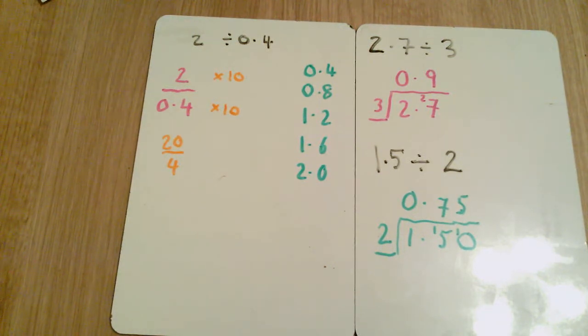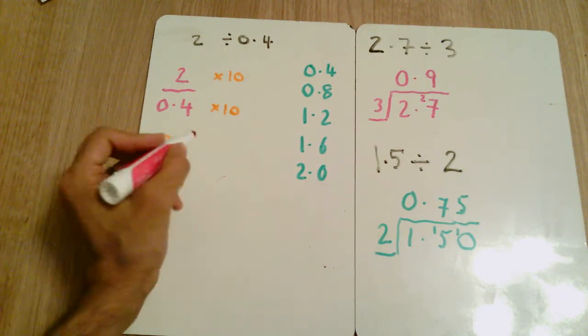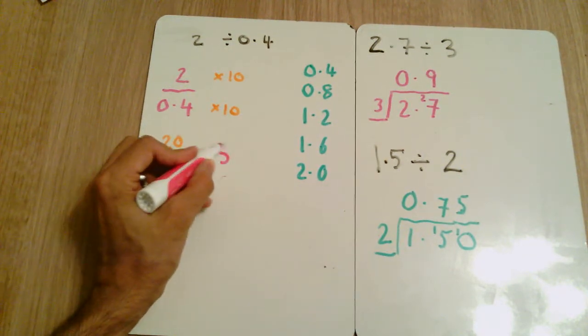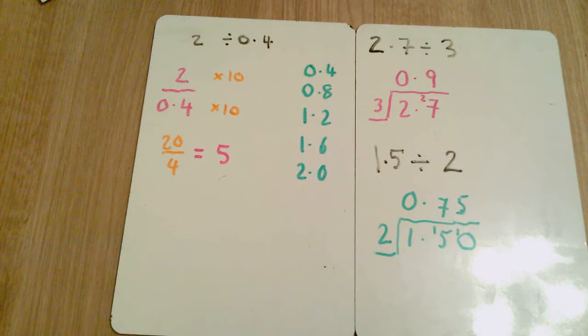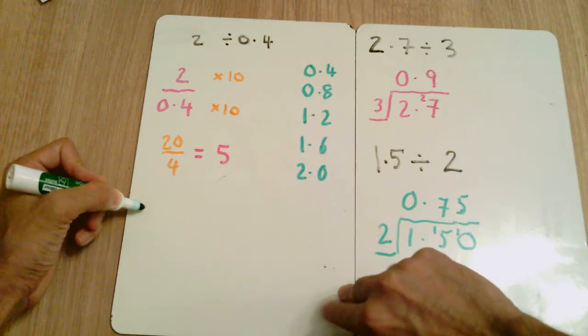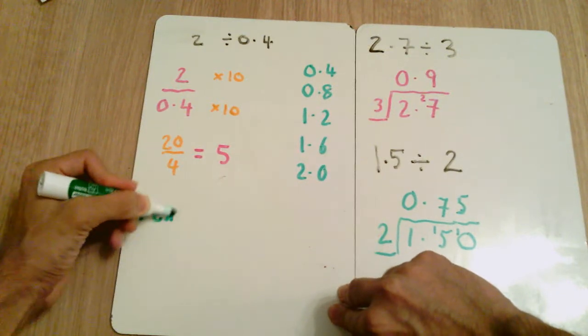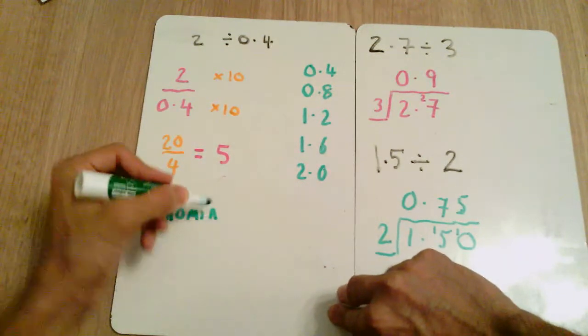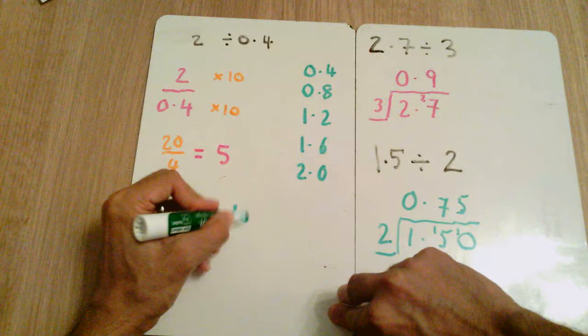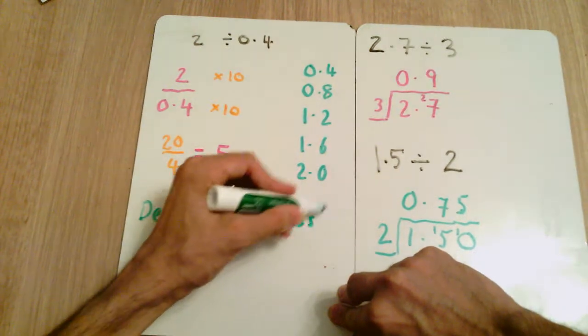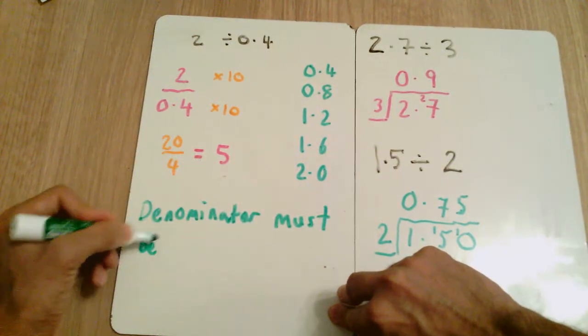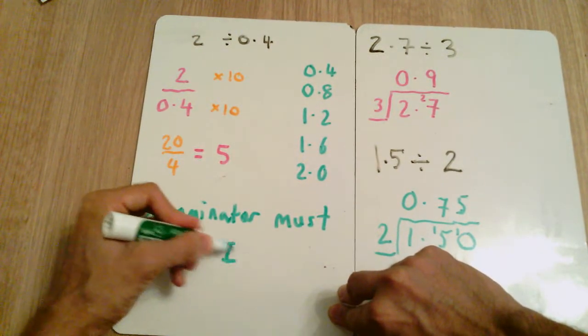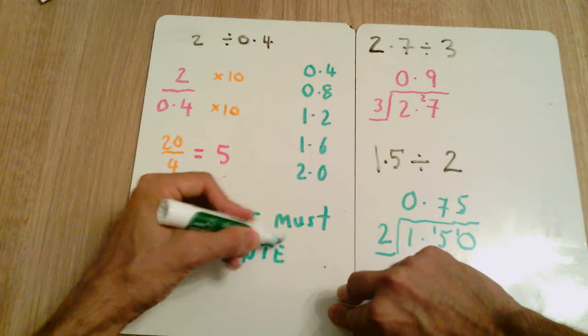That means that my final answer here is going to be 20 divided by 4, which we know is equal to 5. What's key to take away from this is that whenever you're doing a division with decimals, you need to make sure that the denominator must be an integer, being a whole number.